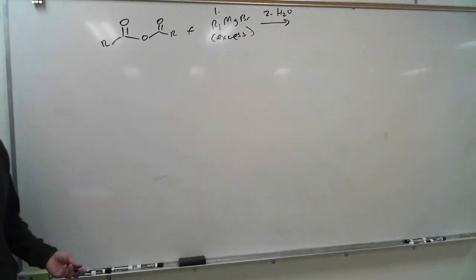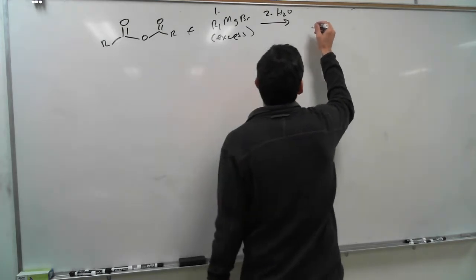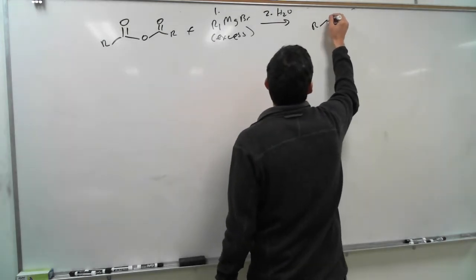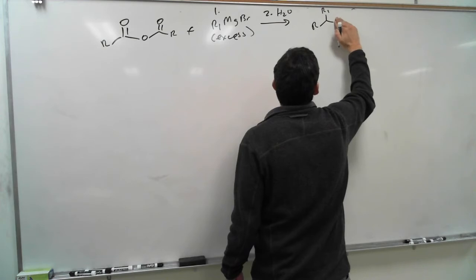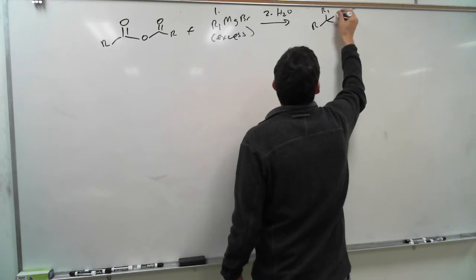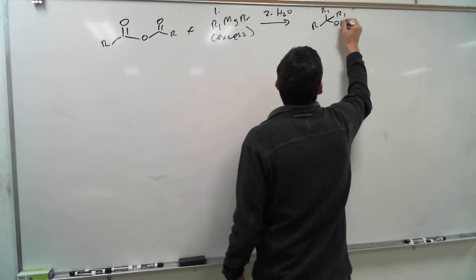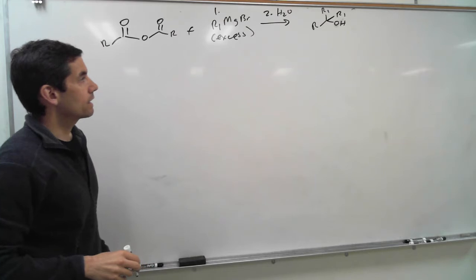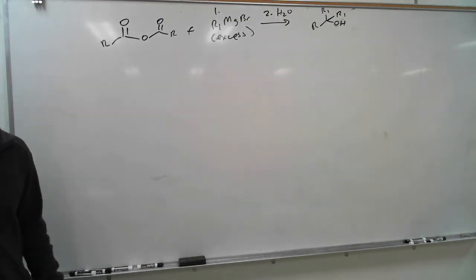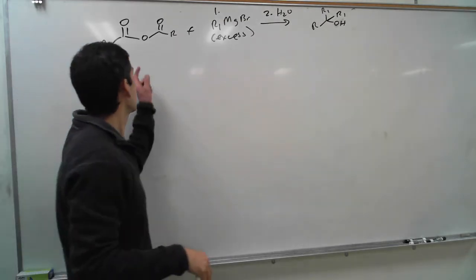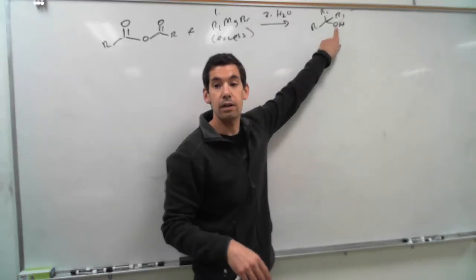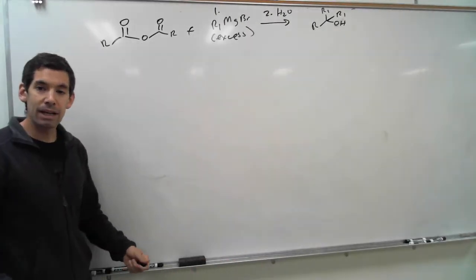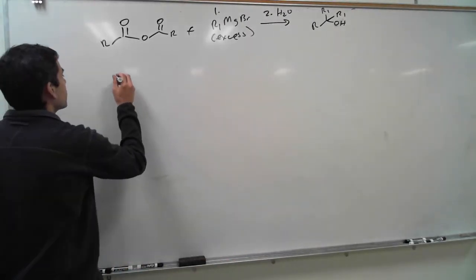So what do you think we're going to get in this? And you can guess what we're going to get, right? R1, R1, OH, right? Not surprising, what are we going to get? We're going to get addition of two R groups to our acid anhydride to make this tertiary alcohol. We'll go through the mechanism of this one. But again, very similar mechanism to what we saw before, right?